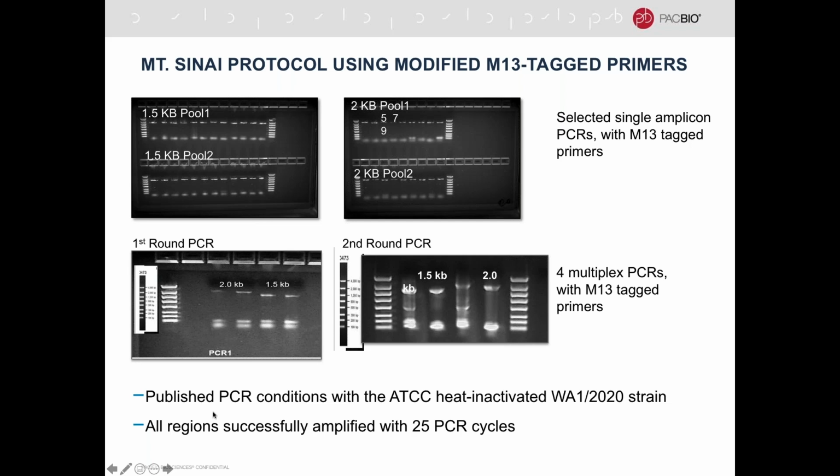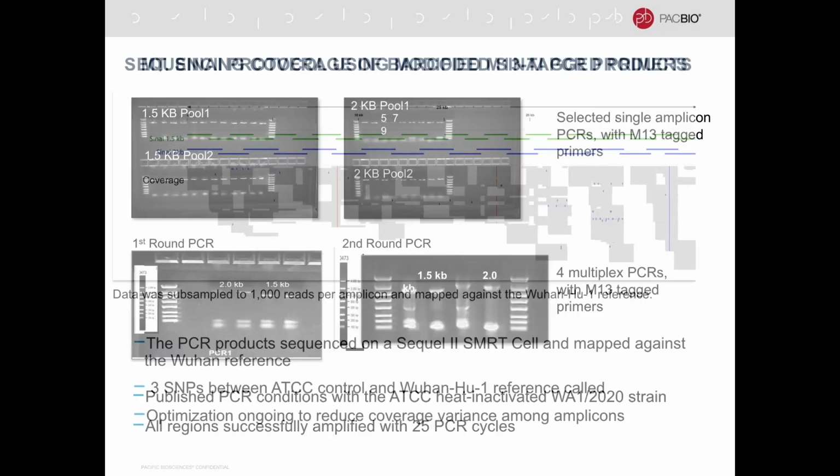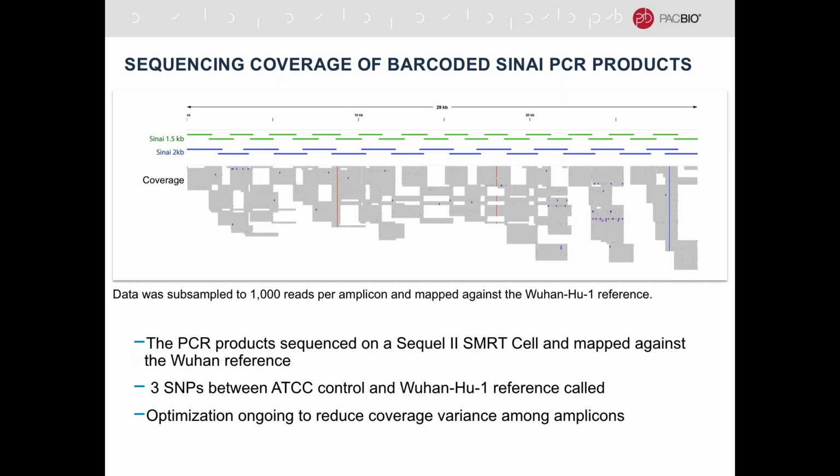And I just wanted to reiterate that these are all done with published PCR conditions. For this work, we started our development using the Twist synthetic control. And then when the ATCC heat-inactivated Washington strain became available, we switched to that. And so you can see here, all of the regions were successfully amplified with 25 PCR cycles.